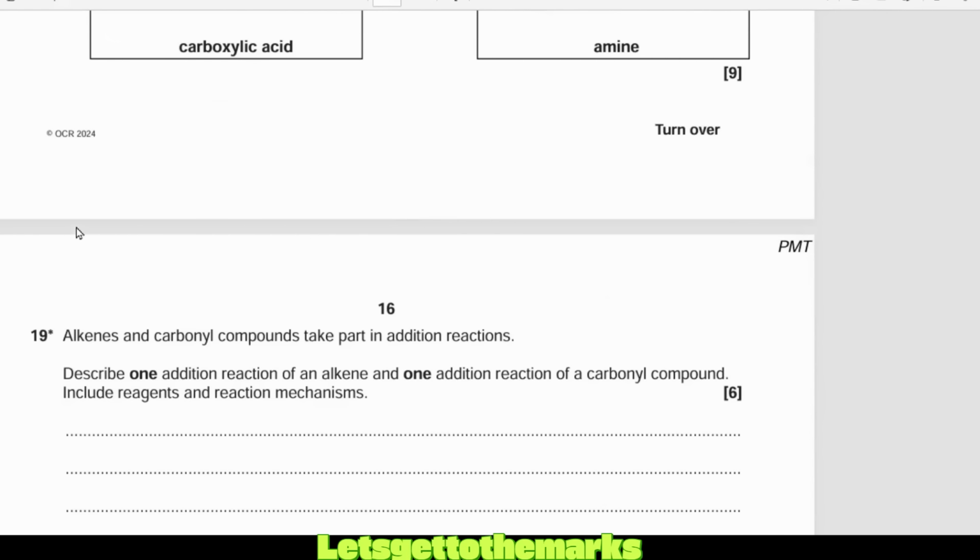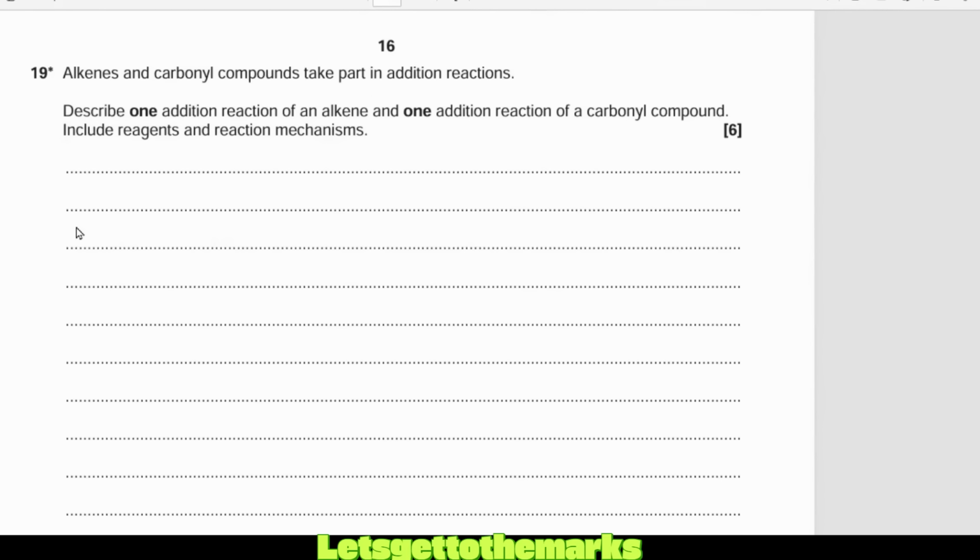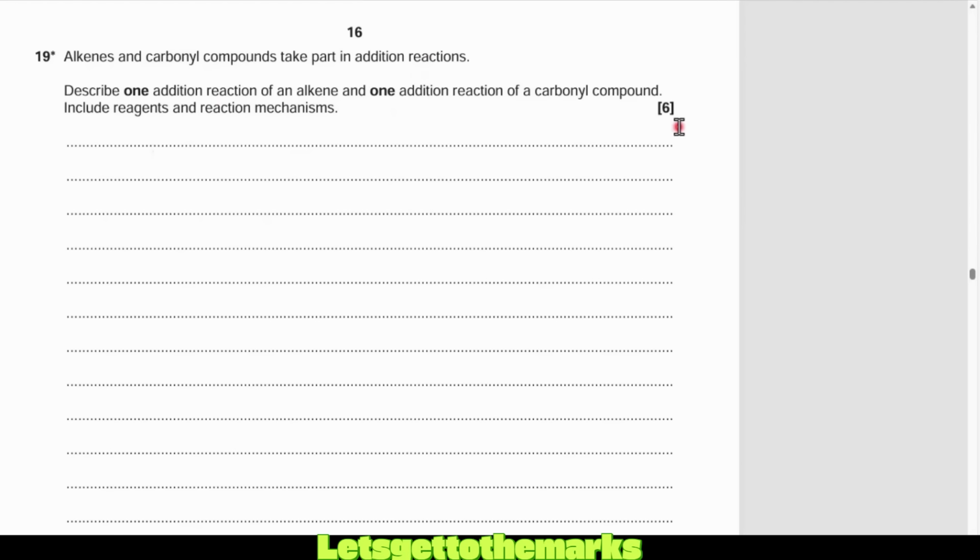Okay, question 19. This one's about alkenes and carbonyl compounds. Alkenes and carbonyl compounds take part in addition reactions. Describe one addition reaction of an alkene and one addition reaction of a carbonyl compound. Include reagents and the reaction mechanisms. It's worth 6 marks. Basically, 3 for the alkene and 3 for the carbonyl compound. Your choice. Pause the video, have a go on paper. Now I'm going to go through the answers.